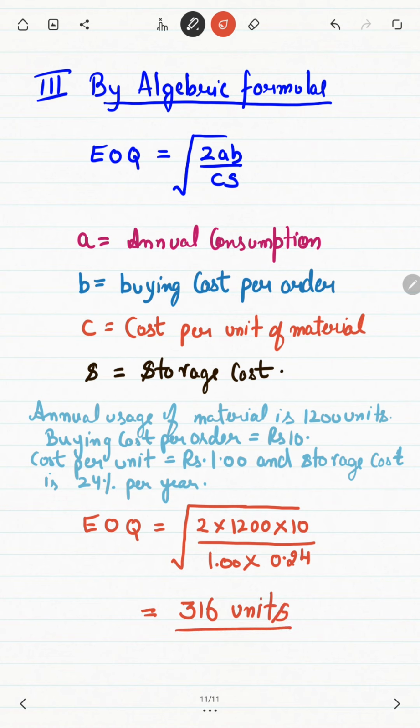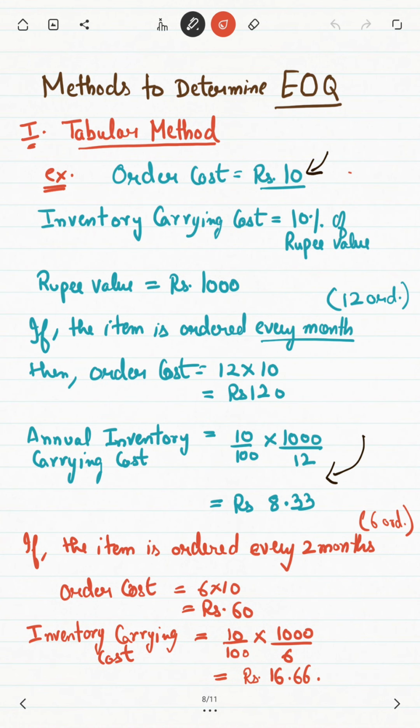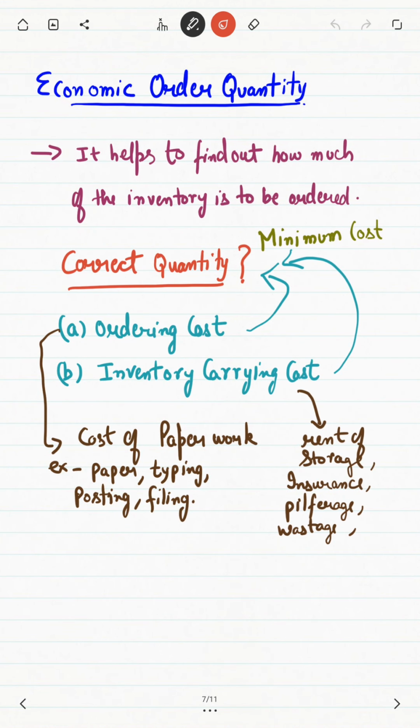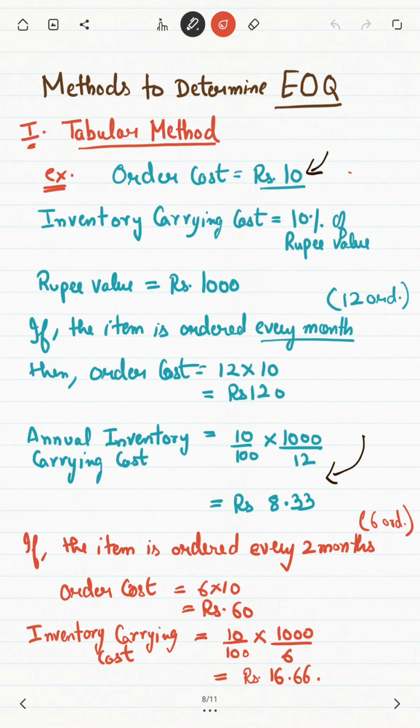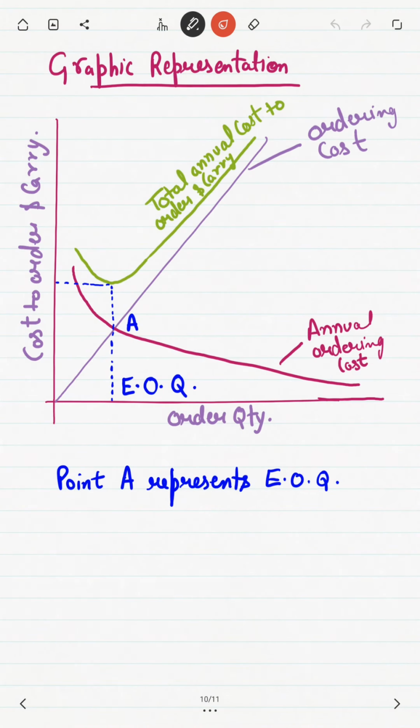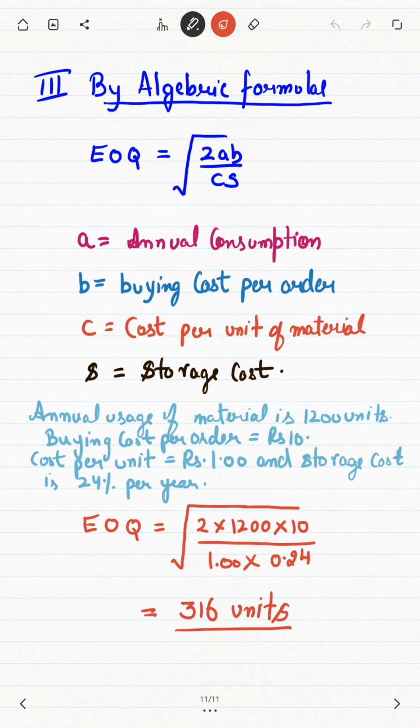So students, this was all regarding the economic order quantity, how to determine it. I hope you understood all the concepts of how to determine the economic order quantity. There are 3 methods: tabular, graphic representation and algebraic formula.